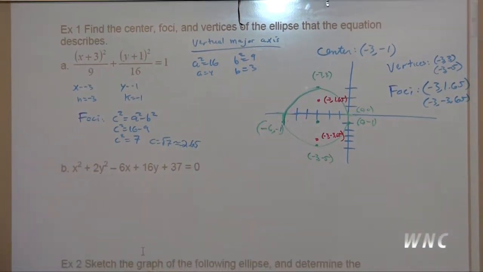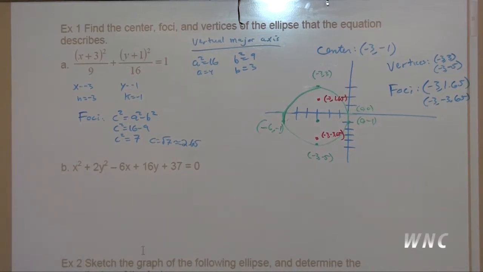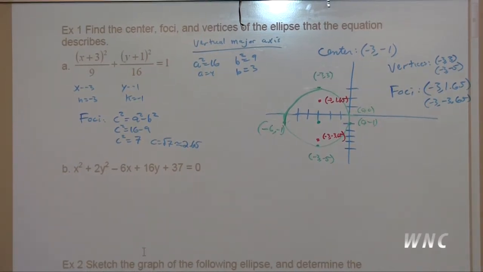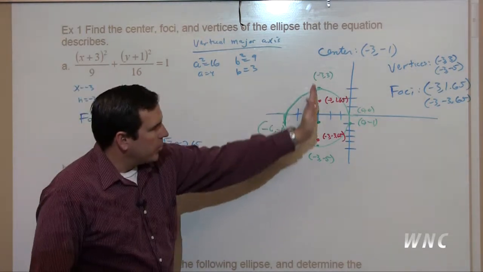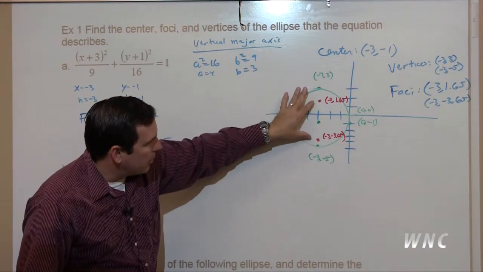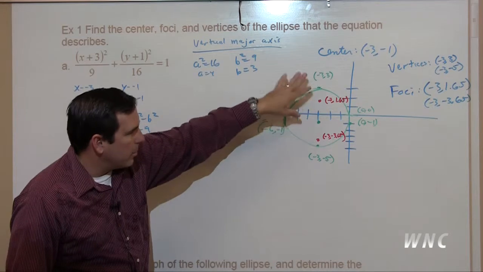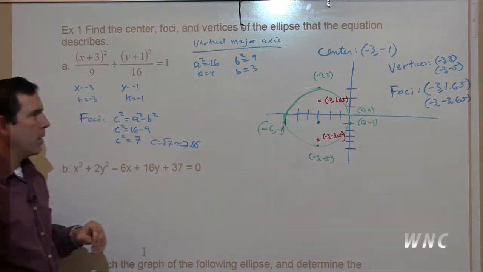So we have our vertices, our center, and our foci. And again, major axis is vertical, so the foci are on that major axis. I mean, they're always on the major axis, so they're vertical. Okay.